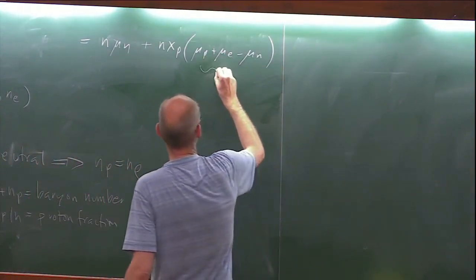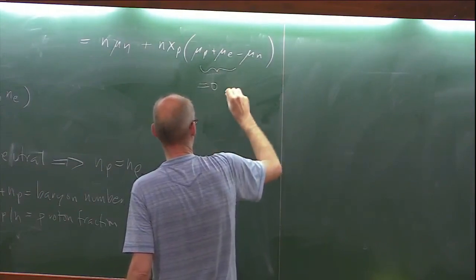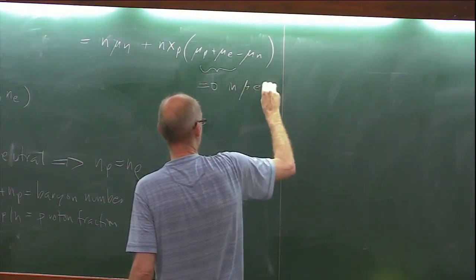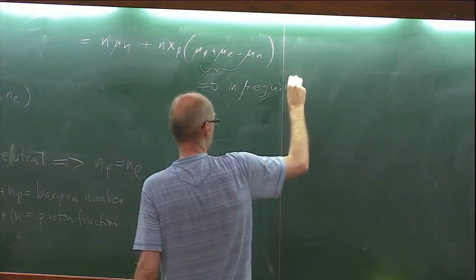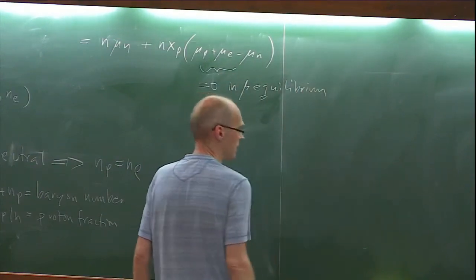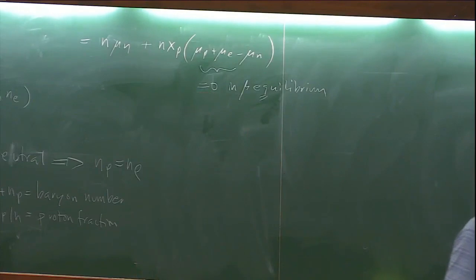this combination, as you learned last week, vanishes if the matter is in beta equilibrium. That vanishing is the condition for beta equilibrium, the balance of the chemical potentials. Basically saying, if I create a neutron, I have to retain overall energy balance, so I have to destroy a proton and an electron. Okay?